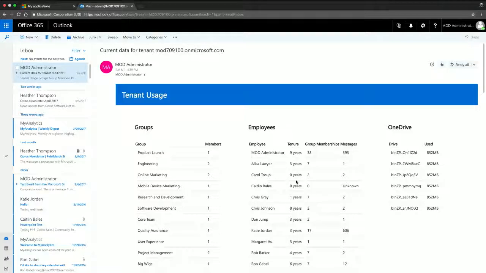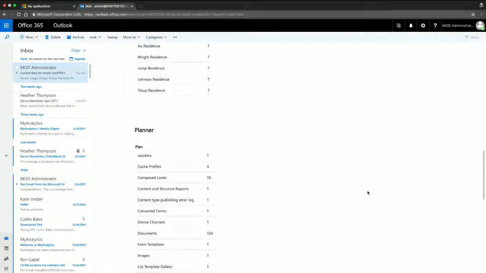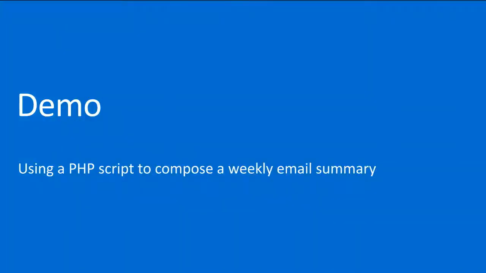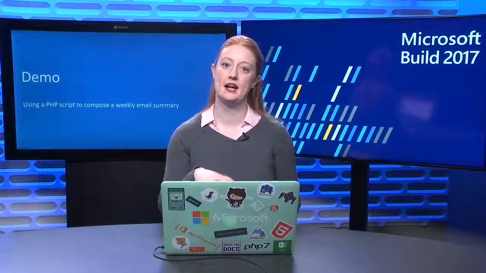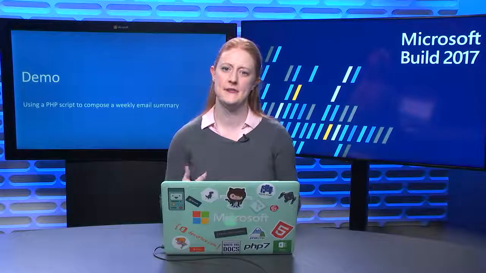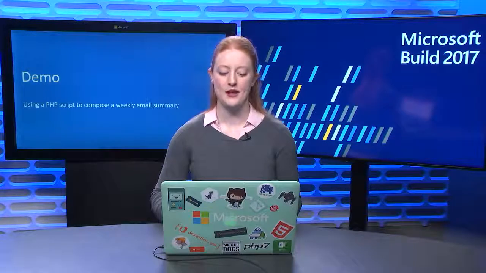So if you want to see how you can get information on your employees, their messages, we've got some OneDrive and Planner data in here. All that will be available in the sample for you to play around with. So that's what I would encourage you to do. You can actually set a cron job to run this automatically. You can run it through the command line, or you could even set up an Azure function that will run it on a regular interval for you.